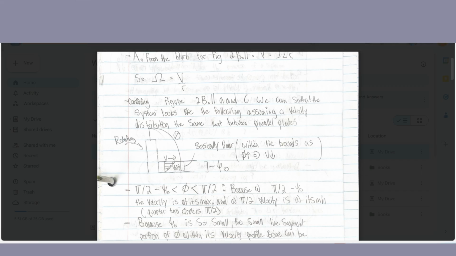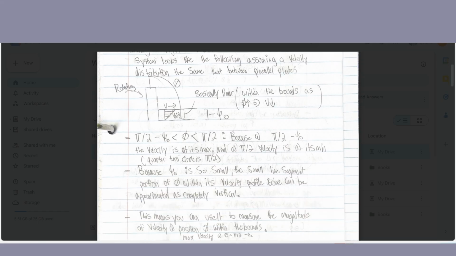So the top plate is moving and the bottom plate is stationary. At a point theta here, where it's at the top plate, it'll be V max, and at the bottom plate, it'll be V0. The relationship between theta and these velocities is going to be linear, because we're saying that this line segment of theta here is completely straight, or we're approximating it as straight. So that's why we can make a linear relationship between theta and velocity.